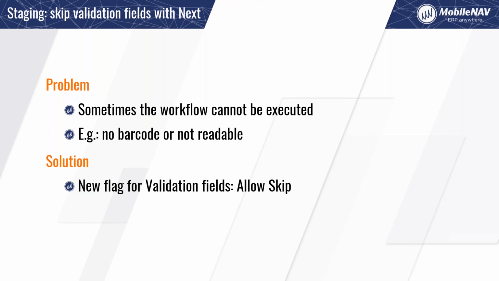Now you have the option to configure the workflow and staging in a way that certain validation behavior fields can be skipped or not. That's basically a decision of the configurator whether he wants to allow that or not. And if he allows that, then if he cannot scan a certain barcode, he can simply press next, and it will jump to the next field, and it will act as if it had been validated already.